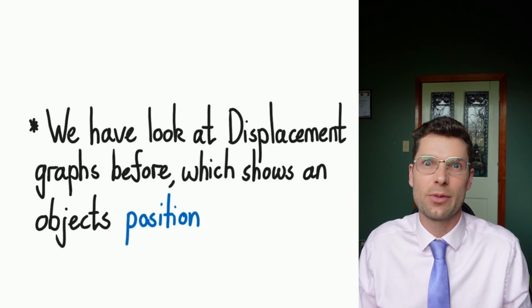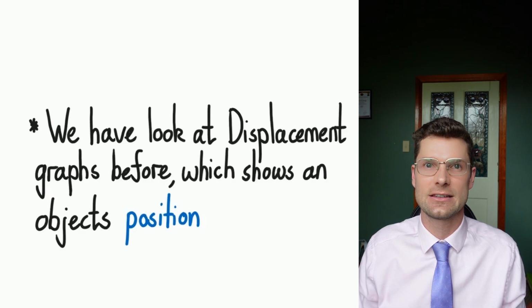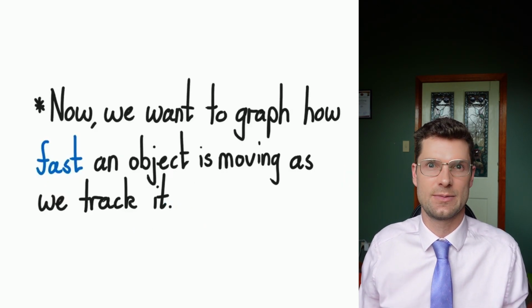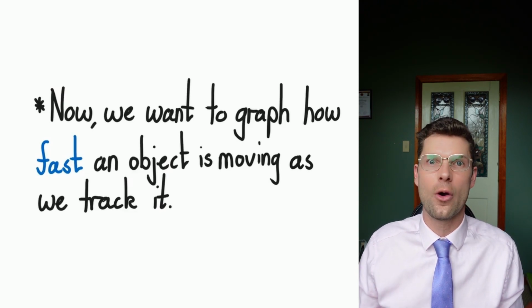So when we looked at our displacement time graphs, we knew that we were looking at the position of the object throughout its entire journey. But this time, instead of looking at our position in space, we're only looking for how fast we are moving at every second or every minute.